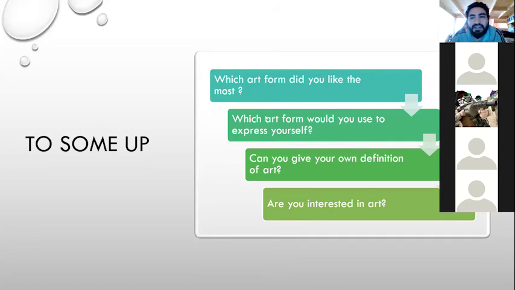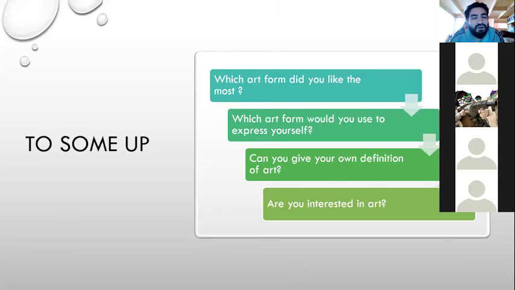And the third question, can you give your own art definition with all that we have seen? ¿Pueden dar su definición de arte con todo lo que hemos visto? Can you give your own definition of art? You can write it on the chat, please. To express emotions, excellent. And the rest, what?